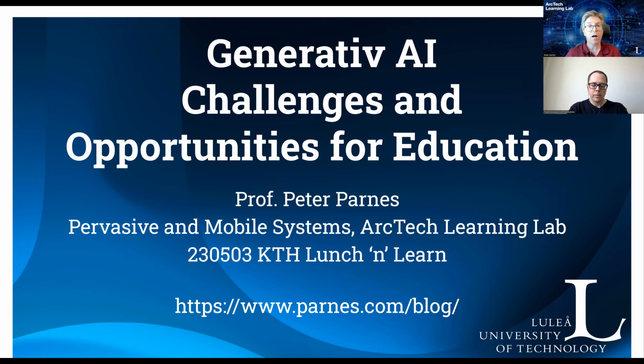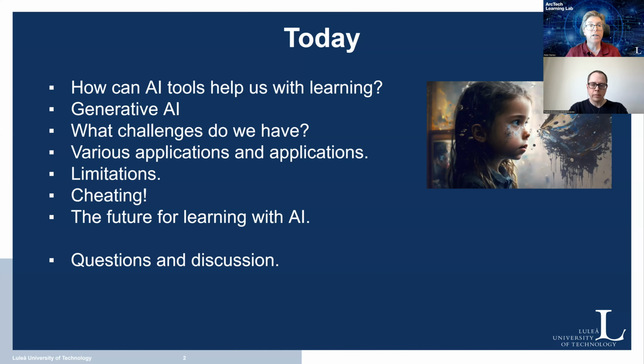So today I'm going to talk about how we can use AI tools to help us with learning. In the word learning, I use that as an umbrella word for teaching, learning, and everything together. I'm going to talk about what generative AI is, what challenges we have, give you some examples, talk about limitations using this technology and using this for teaching and learning. I'm going to go into the subject of cheating, and also at the end, talk about the future for learning with AI. And then, as Frederick said, following the presentation, we'll have questions and discussions, so we can interact afterwards.